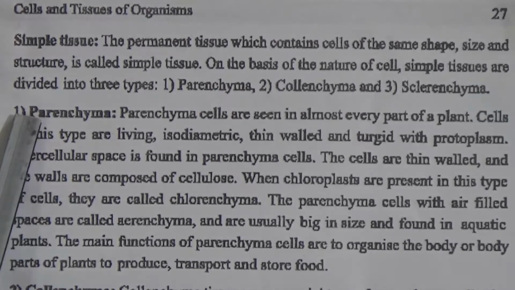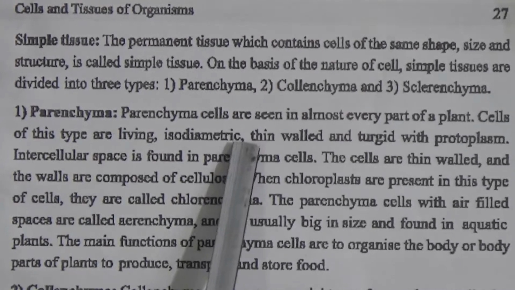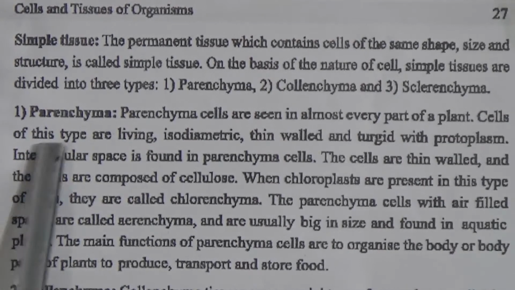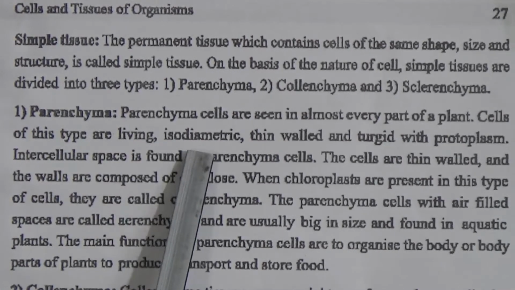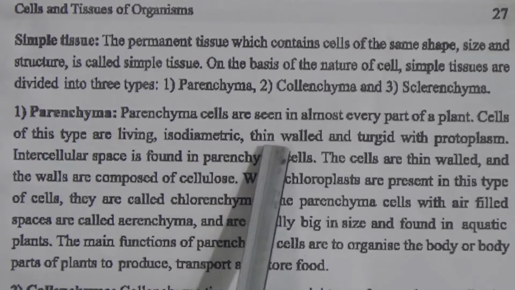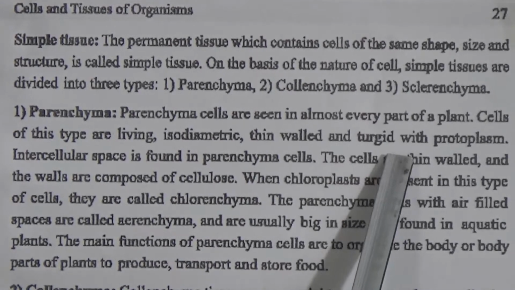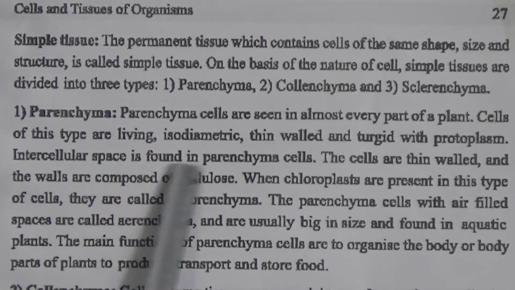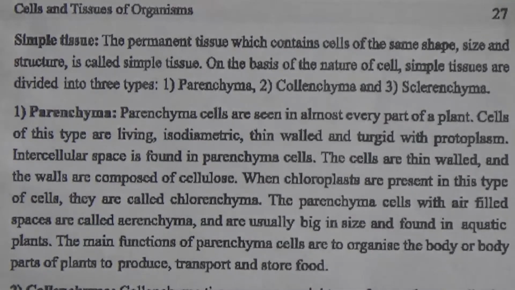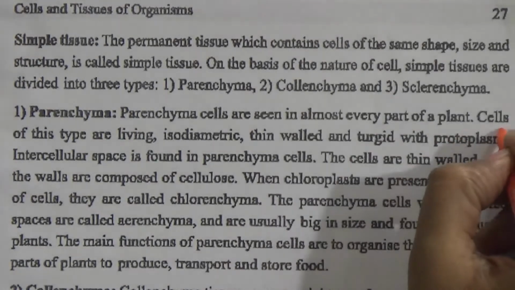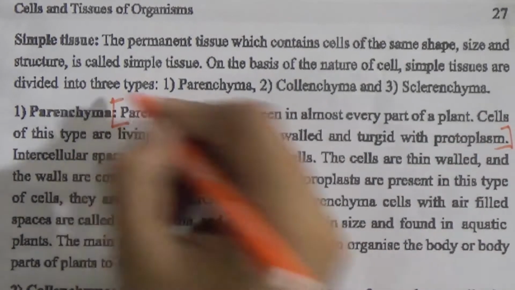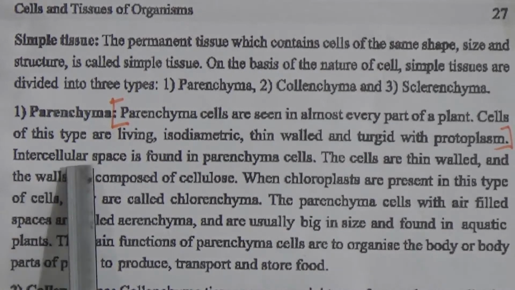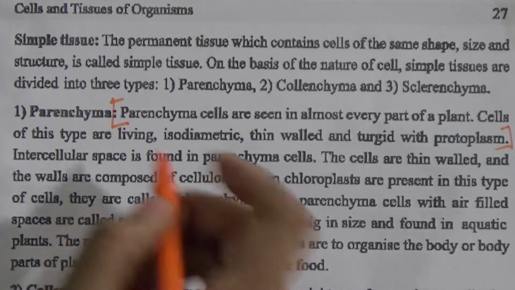Now come to the parenchyma. Parenchyma cells are seen in almost every part of a plant. Cells of this type are living, isodiametric and thin-walled and turgid with protoplasm. Intercellular space is found in parenchyma cell. Dear students, underline this. This is the characteristic of parenchyma. Intercellular space is also found in parenchyma cell.